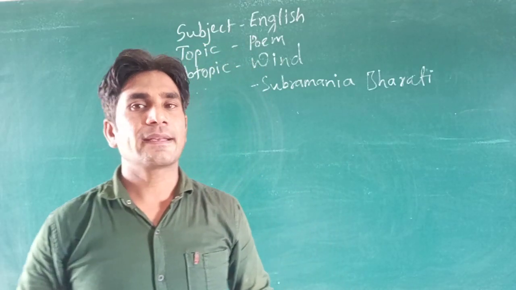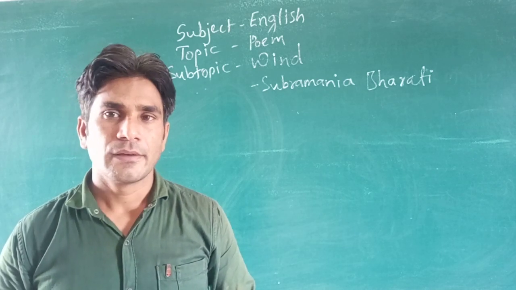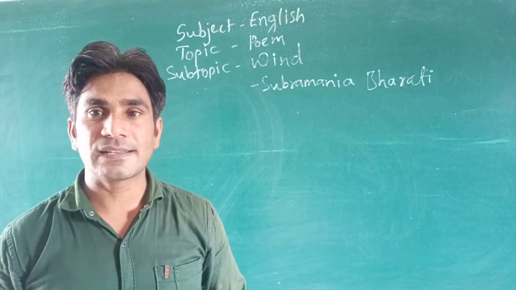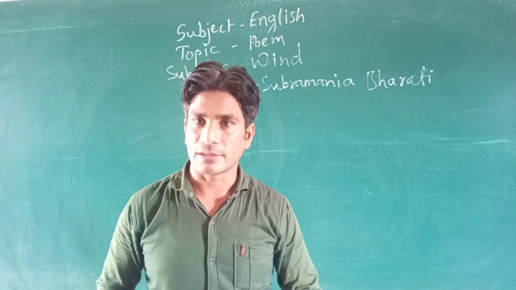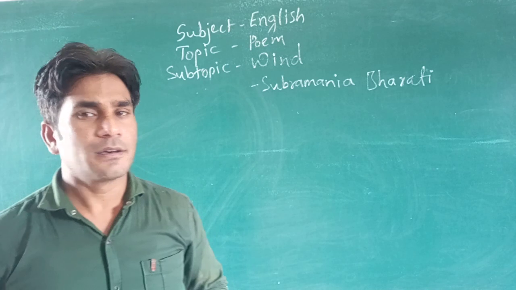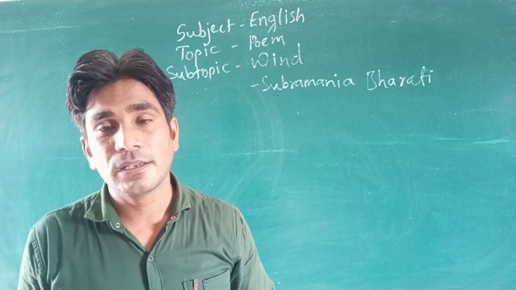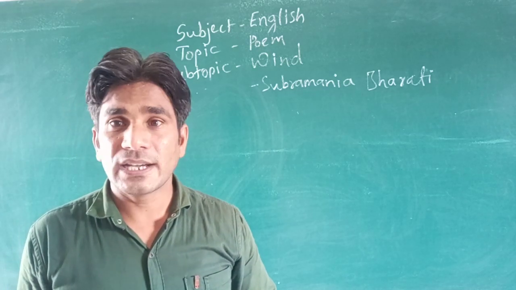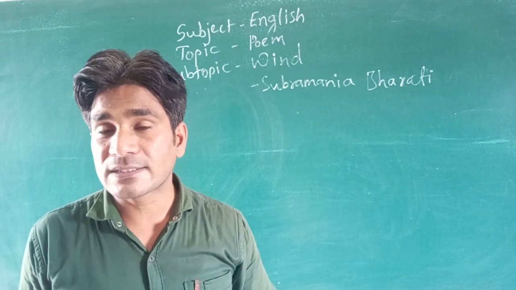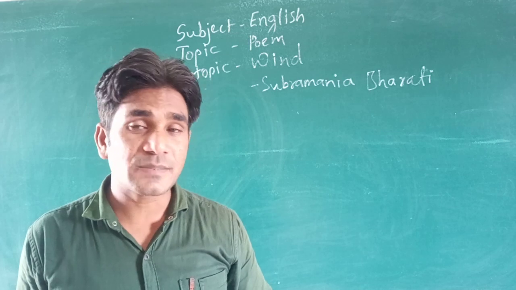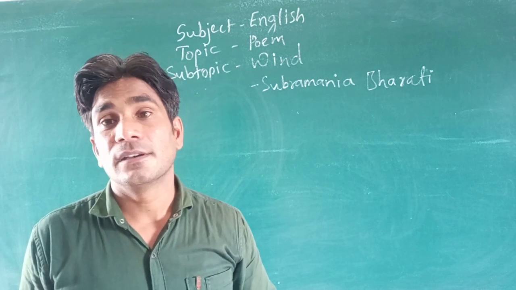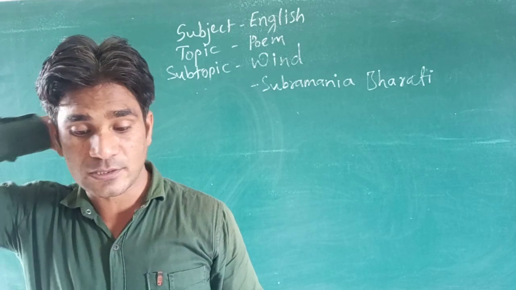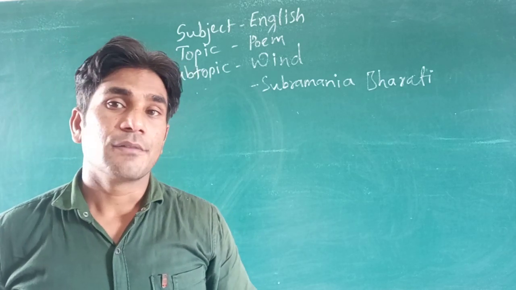Today we are going to begin our next poem, that is Wind. Wind was originally written in Tamil by A.K. Ramanujan, but later it was translated into English by Subramanya Bharati. Here the poet is talking about both aspects of the wind, the destructive and the productive.